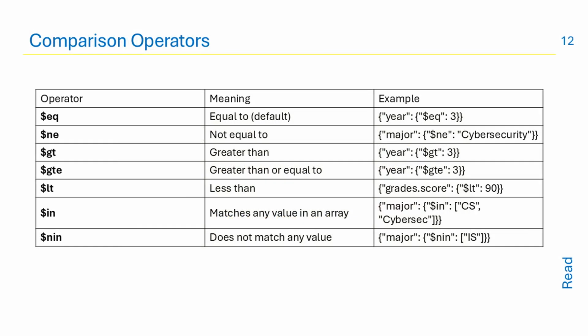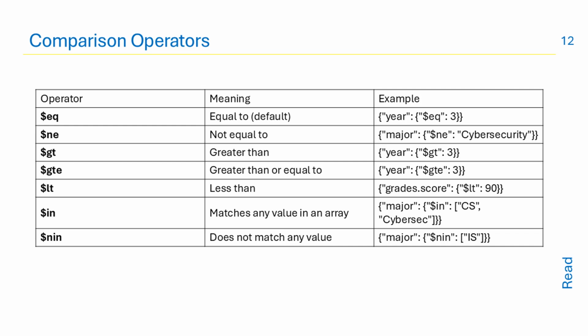So far, our queries have been simple equality checks, like finding a document where the year is exactly 3. But what if we need to find students in their 3rd year or higher? For this, we use query operators. These operators, all starting with a $ sign, give us the full power of comparison logic.